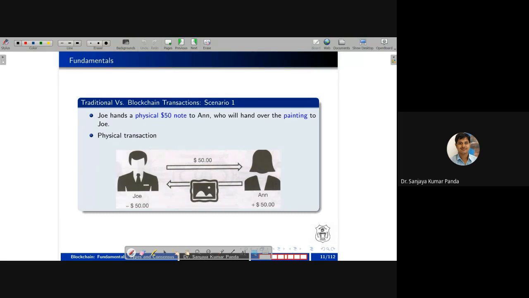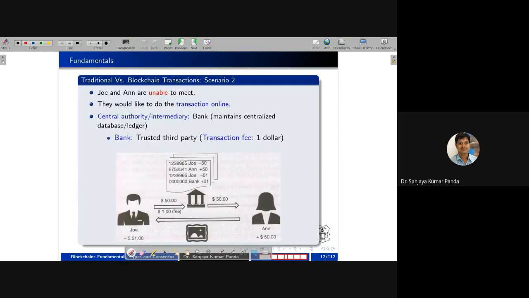But coming to another scenario which we use nowadays, suppose both parties, Joy and Anne, cannot meet each other. They are very far away or they are busy with their work, they don't want to meet each other, and they want this transaction to happen between these two parties. So they decided to make the transaction online, right? That's why they rely on a third party.